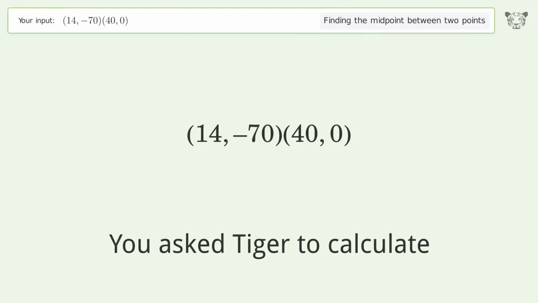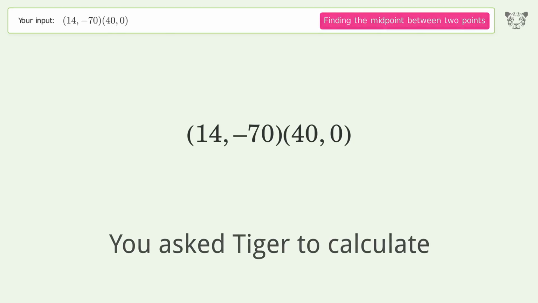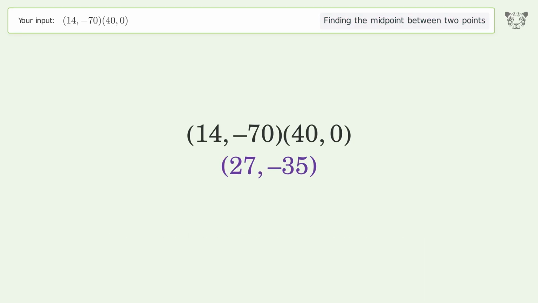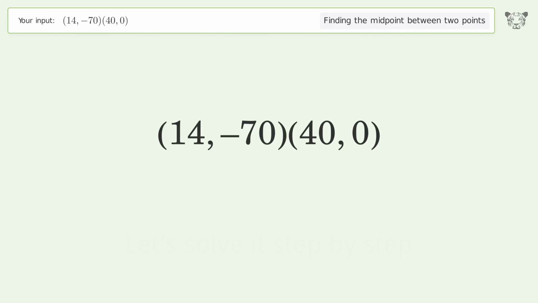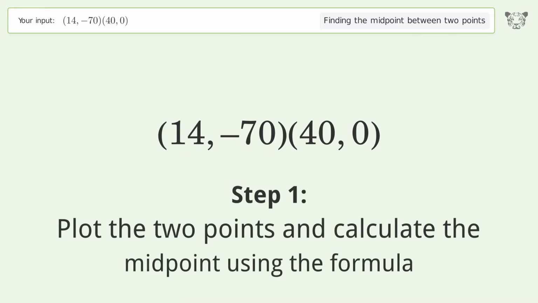You ask Tiger to calculate. This deals with finding the midpoint between 2 points. The midpoint between the 2 points is 27, negative 35. Let's solve it step by step. Plot the 2 points and calculate the midpoint using the formula.